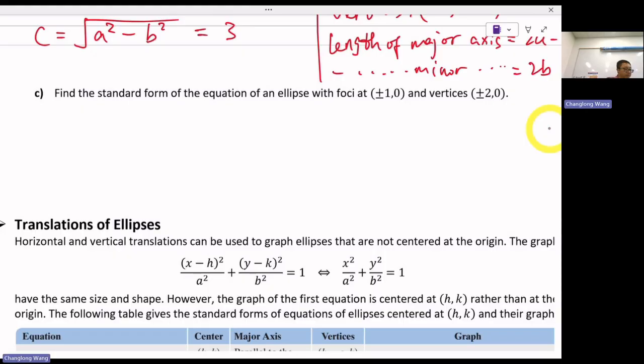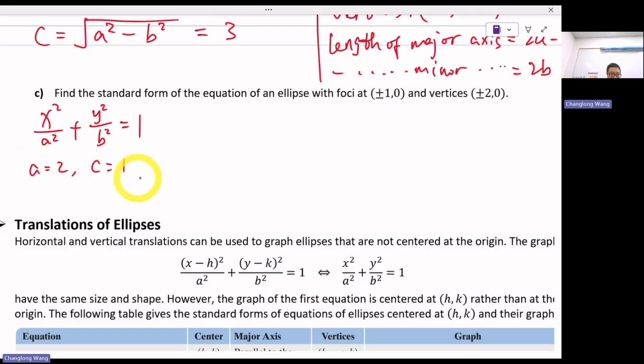Horizontal. And you have the packet there, right? So if you just go to the page where it has the two ellipses, see which ellipse has the foci and the vertices on the x-axis. So it's a horizontal ellipse, and it goes like x squared over a squared plus y squared over b squared equals 1. So you know what the a is, because that's what numbers you use for the vertices. So it'll be 2. The c, the focal length, is 1.